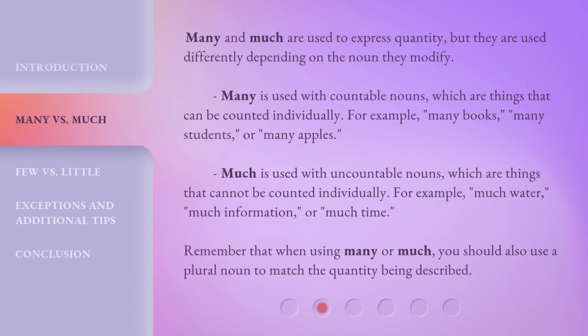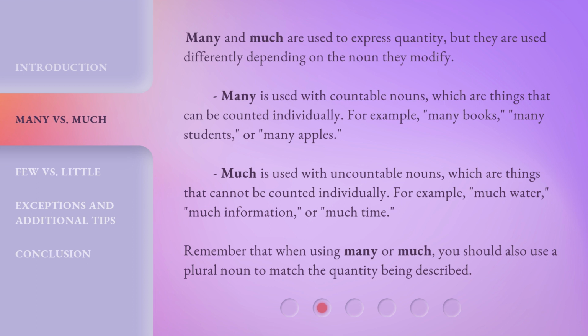Many and much are used to express quantity, but they are used differently depending on the noun they modify. Many is used with countable nouns, which are things that can be counted individually. For example, many books, many students, or many apples.